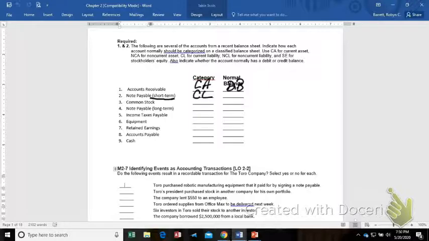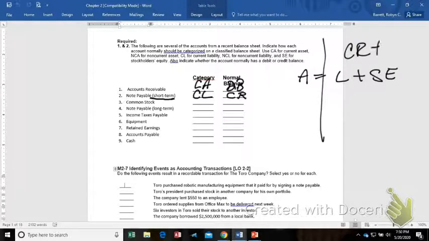All right, and what balance does it carry? I said debit. You put debit? Okay. Yeah. This one should be credit. Remember, we got assets, liabilities. On this side, most of the time it's going to be credit. Most of the time it's going to be debit. Most of the time. All right, what about common stock?